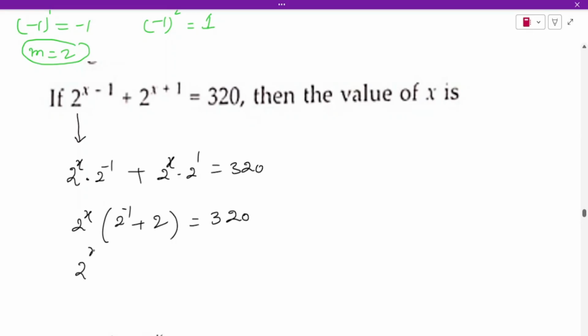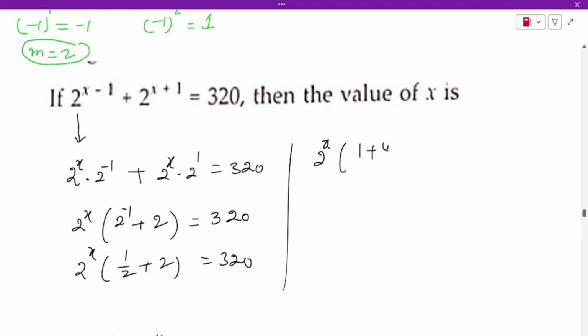Now we just have to simplify this. 2 power minus 1 means 1 by 2, plus 2 is equal to 320. So upon simplification, 1 by 2 plus 2 is nothing but 5 by 2. So this is nothing but 2 power x, 1 plus 4 by 2 is equal to 320.